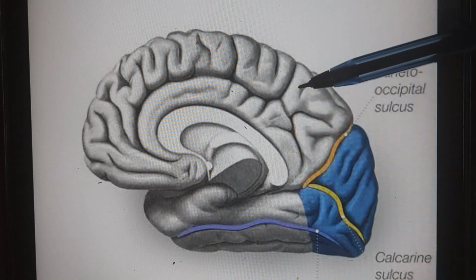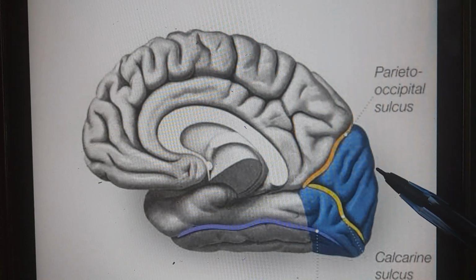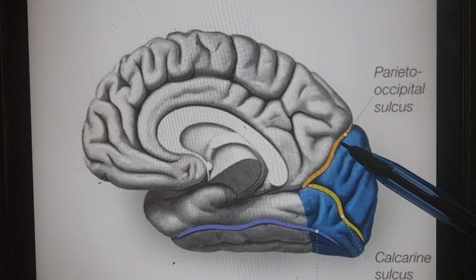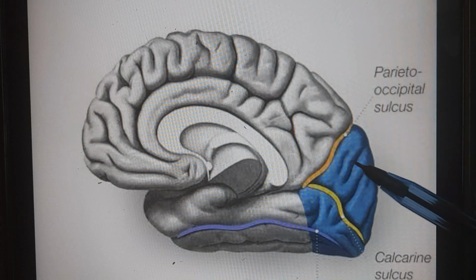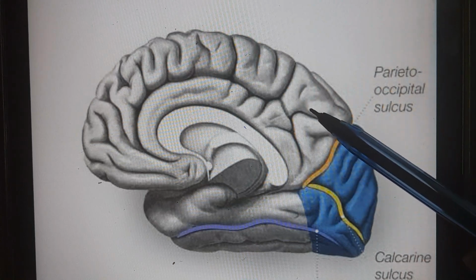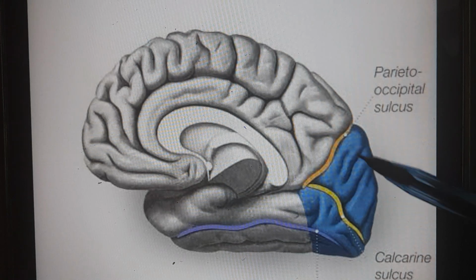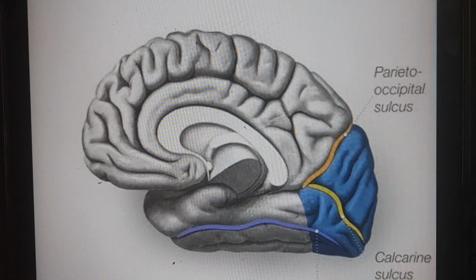This sulcus is between the parietal lobe and the occipital lobe. This parieto-occipital sulcus is 5 centimeters anterior to the occipital pole. For example, if there is a dot-like thing, that is known as the occipital pole, so this sulcus is 5 centimeters anterior to it.